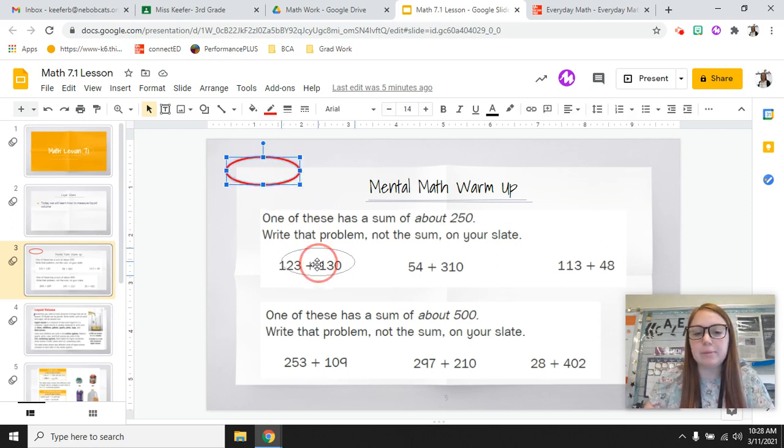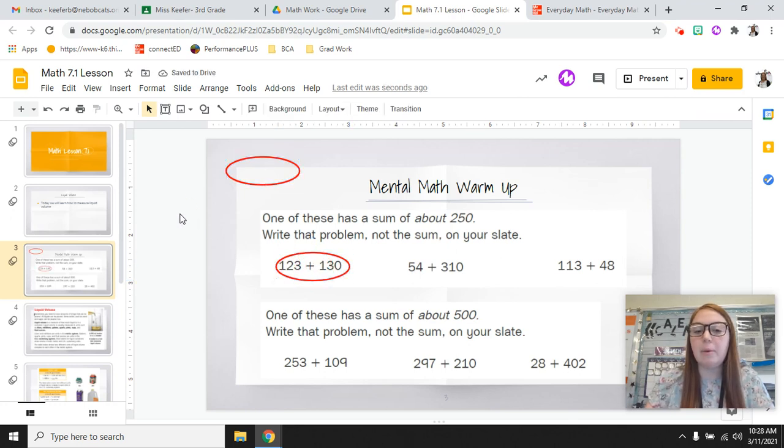Our answer for this one would be 123 plus 130. That would get us the closest to 250. If you look here, 310, we're already way over 250, and to add more on top of that wouldn't make sense. Or this one, 113 plus 48, wouldn't get us close to 250, but this first one would. So we used our skills for estimation to see which one would get the closest and which one would make the most sense.